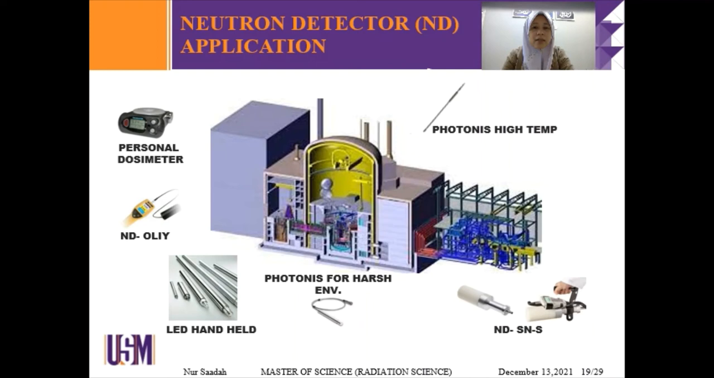Inside the nuclear reactor, the workers can use the personal dosimeter to detect neutron radiation. For external radiation, we can use the ND OLI. For the process inside the reactor, the LED handheld should be inside the plant, along with the photonic for harsh environment and the photonic high temperature. These three items are normally inside the nuclear reactor facility. The NDSNS is for area monitoring, where you want to know the neutron radiation. You should apply the probe combined with the detector.